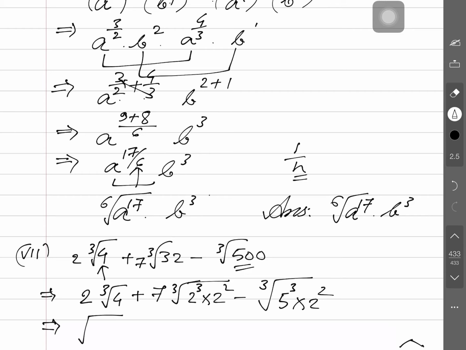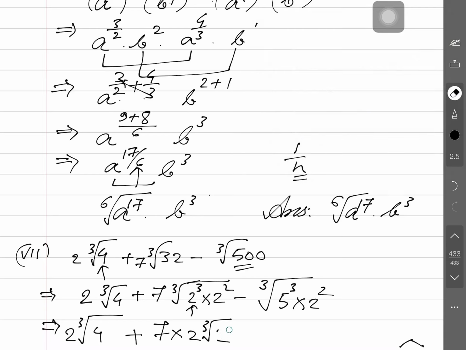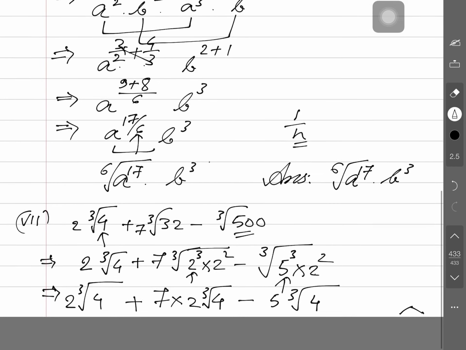It's 2 with index 3, 4 plus 7 times, and what will get free? This 2 will get free from that, 3 or it's 2 square. So I think 2 square will be solved. This we can solve here. 2 2s are 4, and this will get free, and 2 2s are 4 with index 3. This you may see here.